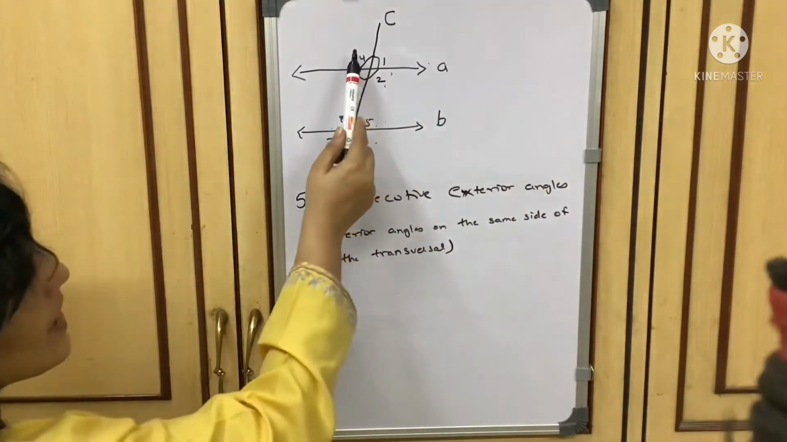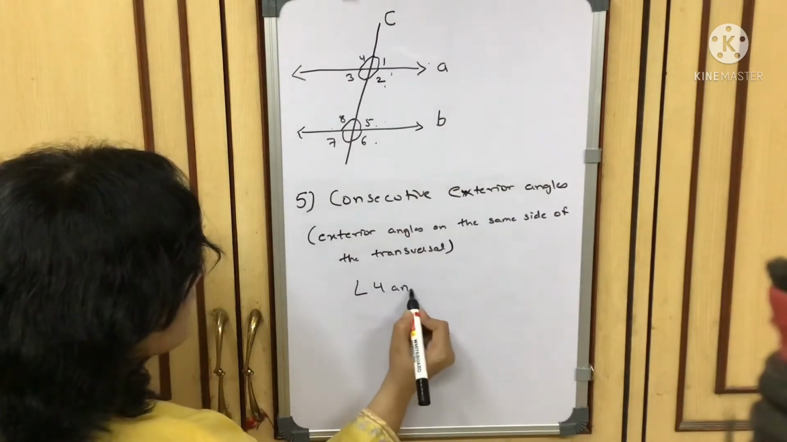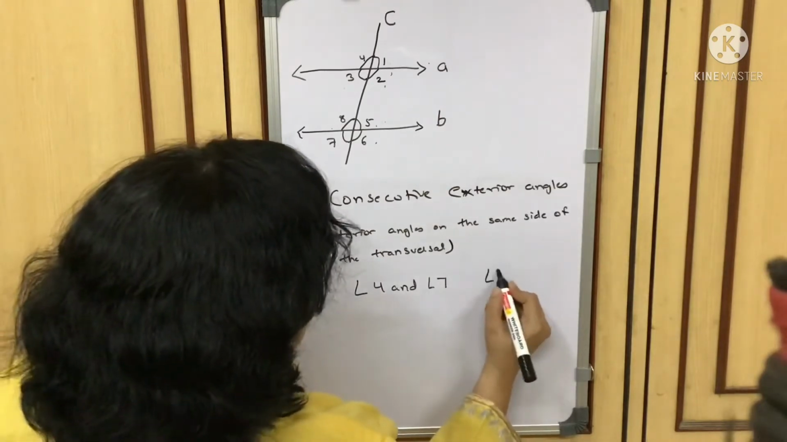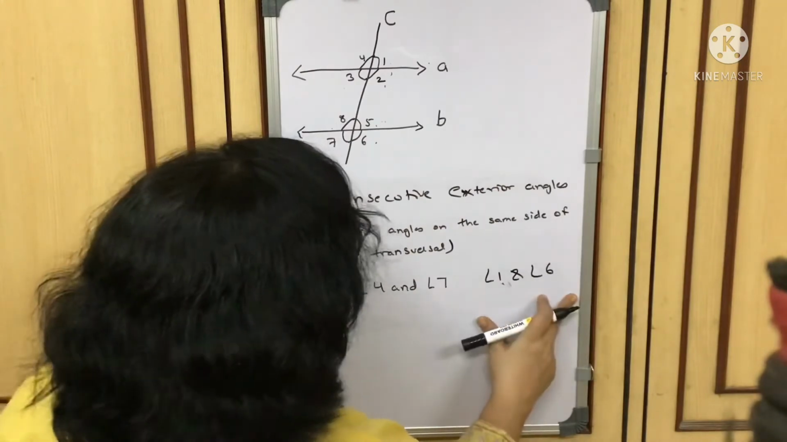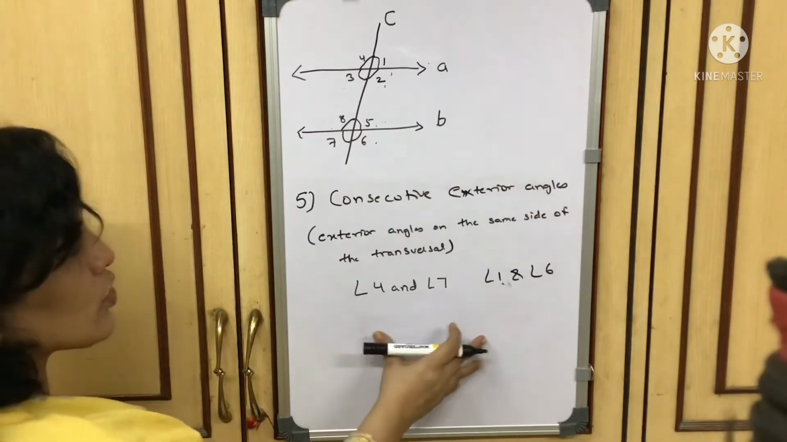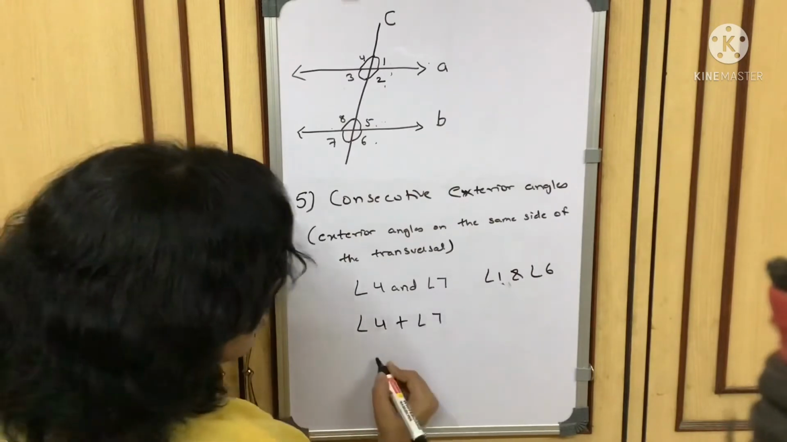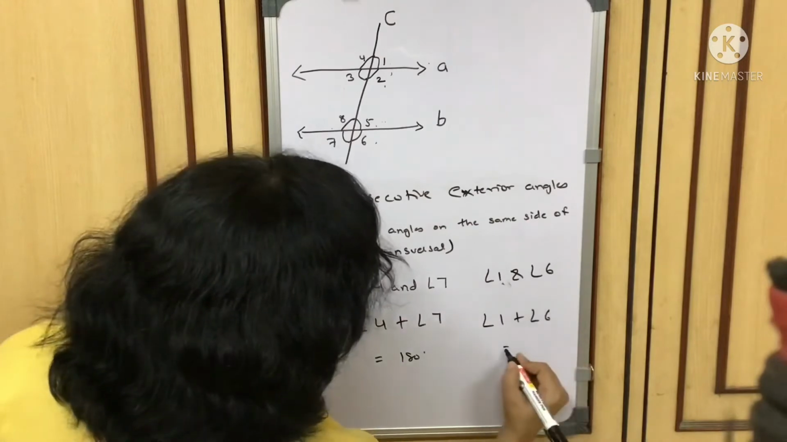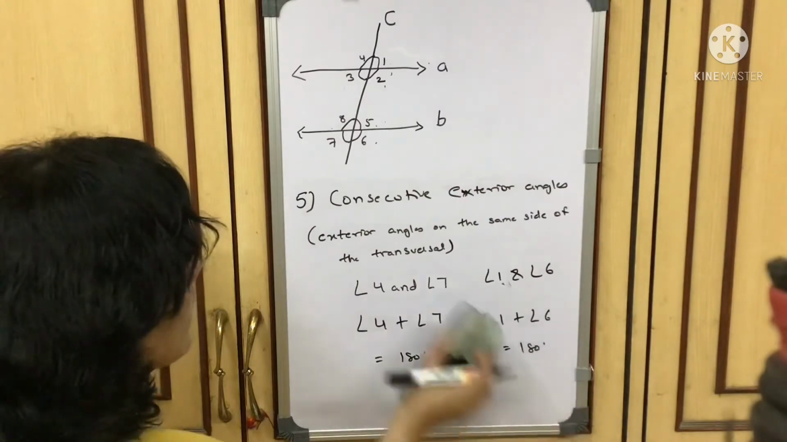Now on the same side of the transversal, which are the angles? 4 and 7. So 4 and 7 is one pair of consecutive exterior angle, and angle 1 and angle 6 is another pair of consecutive exterior angles. And again, their total is also always 180 degree. That is angle 4 plus angle 7 is 180 degree. That is angle 1 plus angle 6 is also 180 degree. Right? So this was the fifth type of angle.